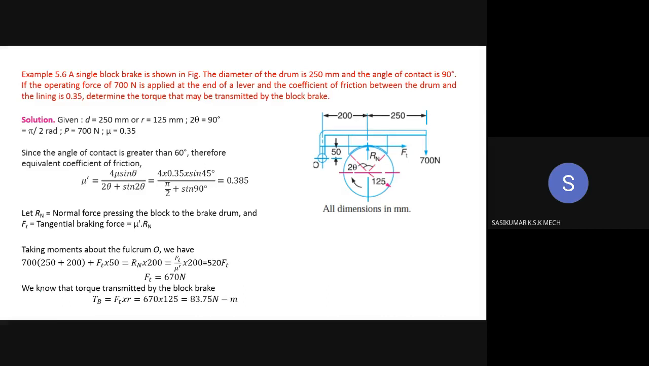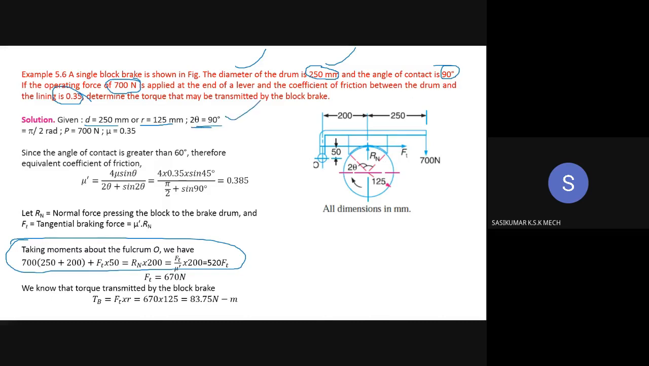Unlike other units, you don't have definite relations and the data book for the design of clutches and brakes. So you have to follow this moment taking method, the equivalent moment method. As usual, identify the numerical values: 250 mm, 90 degrees, 700 Newton, 0.35. The 250 mm is the diameter of the drum D, so the radius will be 125, and the angle subtended is 90 degrees. So 2 theta is 90 degrees, which may be pi by 2 radian.